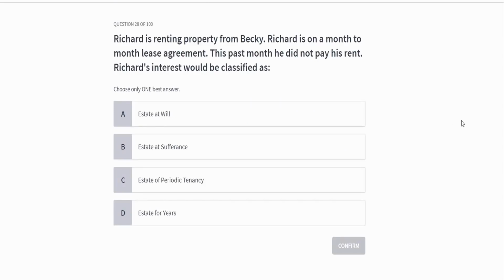So 28. Richard is renting property from Becky. Richard is on a month-to-month lease. This past month, he did not pay his rent. Richard's interest would be classified as, and it gives us 4 options: A, an estate at will, B, an estate at sufferance, C, an estate of periodic tenancy, or D, an estate for years. So, like usual, have some time here to figure out the answer, starting now.